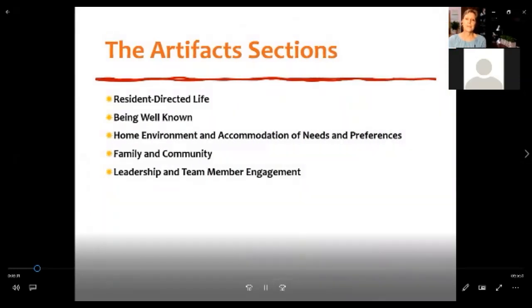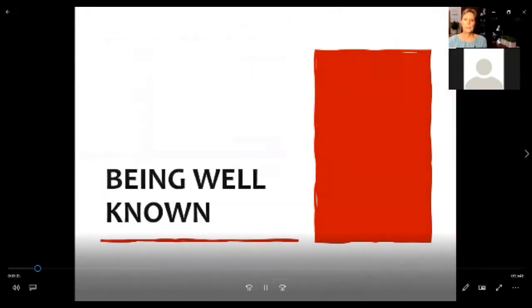And so, like I said, there's five sections, and why don't we just turn our attention quickly to the second section called Being Well Known. This section really dives into, as you can guess, what we typically do in our assessment process, and then how we get that on the care plan.